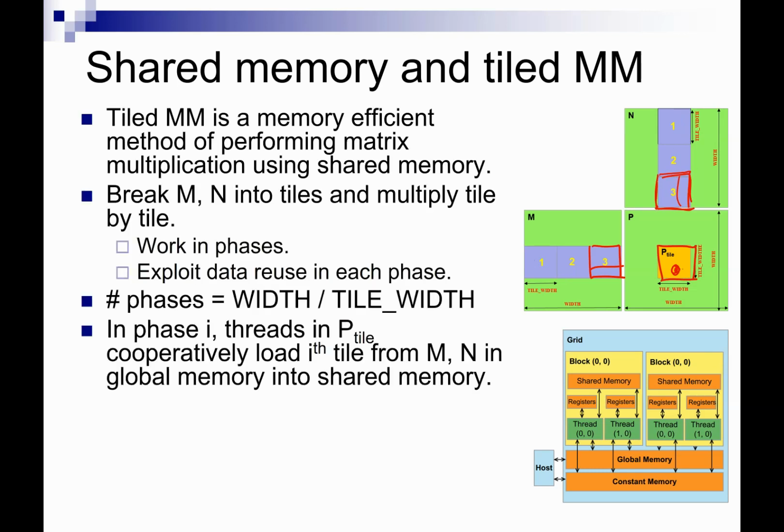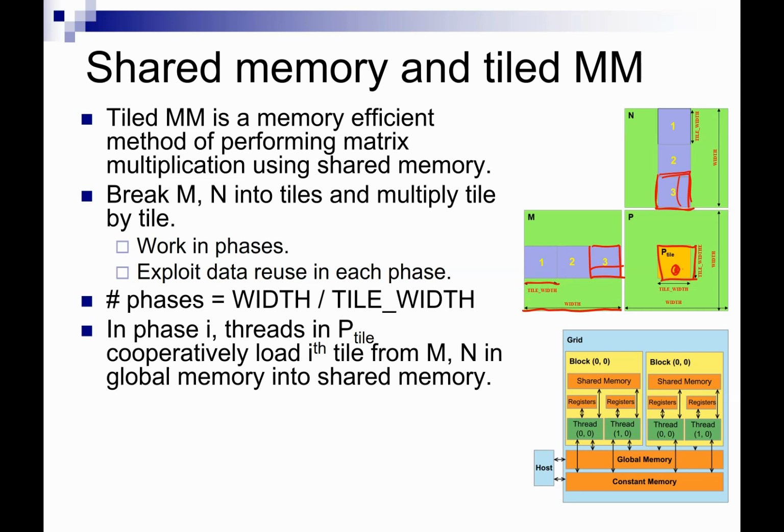So this just says what I was describing. The number of phases that we have is whatever the width of the matrix is, divided by the tile width.